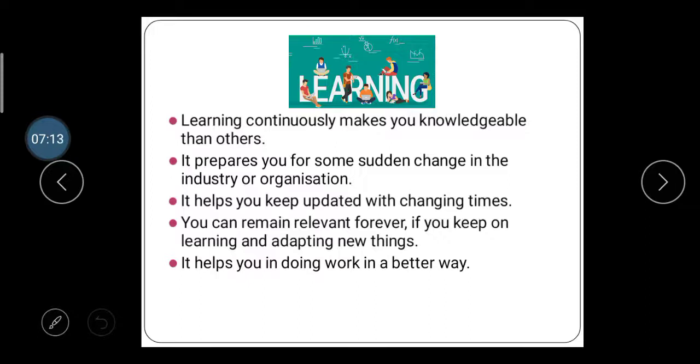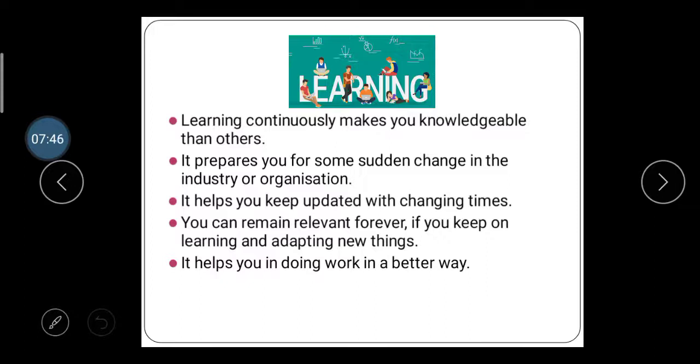Then it prepares you for sudden changes in the industry or organization. If you learn new things, and your organization adopts new technology or a new process regarding production, you can easily accept the new changes. If you cannot learn, then you will not accept the new things, and you will face some difficulties and problems. Then after, it helps you to keep updated with the changing times.